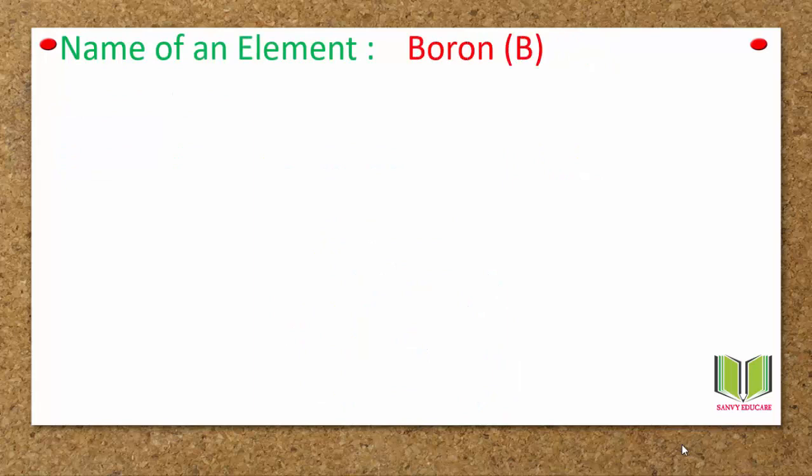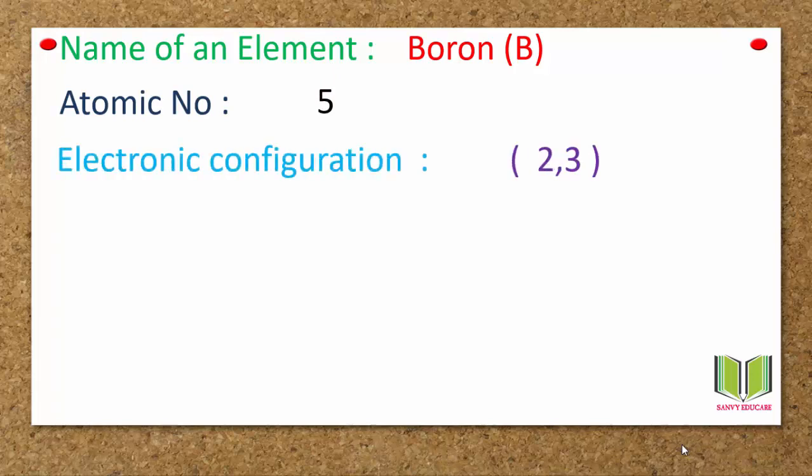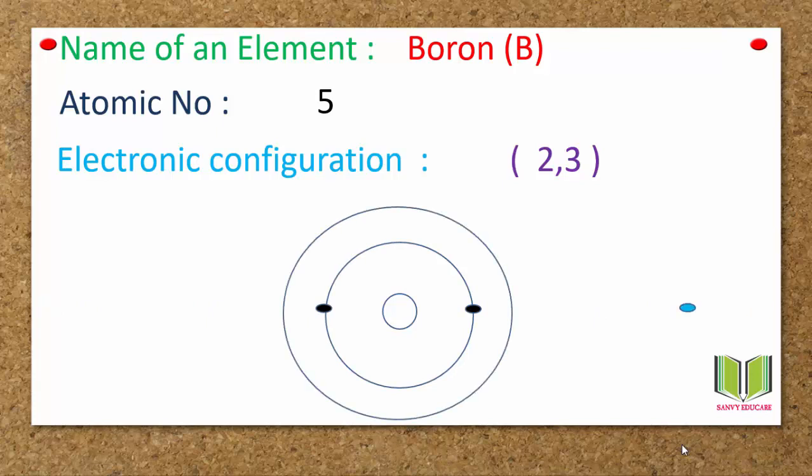Next element, that is boron, symbol B, atomic number 5. Electronic configuration 2 3. Structure: in the first orbit there are 2 electrons and in the second orbit there are 3 electrons.